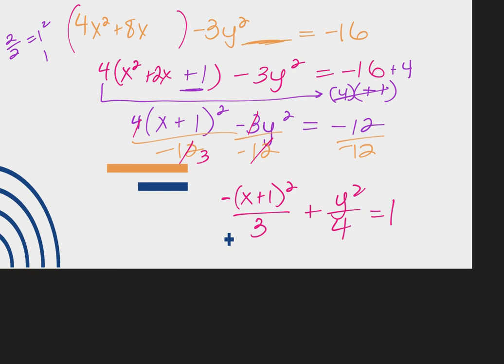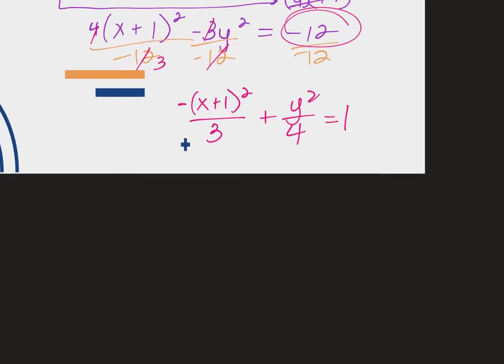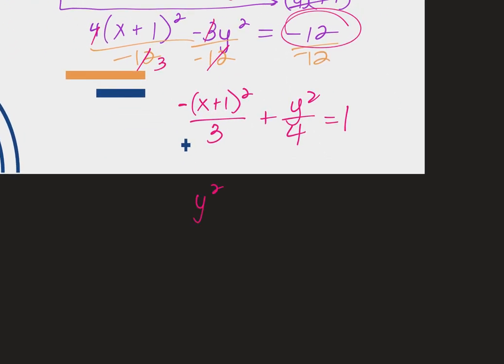Does that make sense? So that's why you can't tell, until what it's equal to is 1, whether it's a vertical or a horizontal hyperbola. It's a hyperbola because one's positive, one's negative. But I'm going to switch this. So it's y squared over 4.